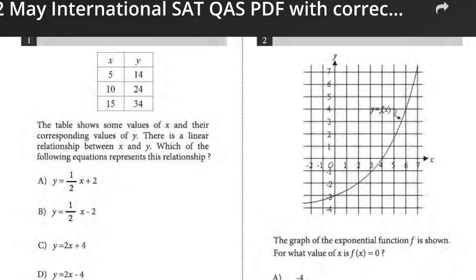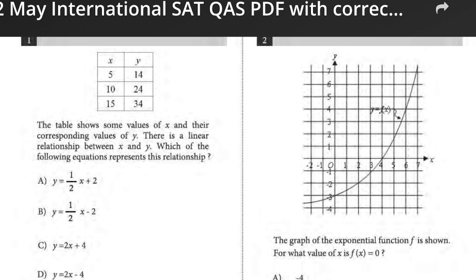All right, number one, the table below shows some corresponding values of x and y. There's a linear relationship between x and y, which of the following equations represents the relationship. Okay, so between x and y, you can clearly tell that as x is increasing, y is increasing. It looks like times 2 plus 4. So I think C makes sense, right? If y equals 2x plus 4, so 5 times 2 is 10, and then 10 plus 4 is 14. 10 times 2 is 20, 20 plus 4 is 24, 15 times 2 is 30, 30 plus 4 is 34. So yes, number 1 is C.